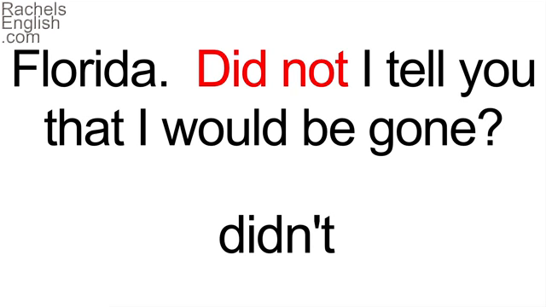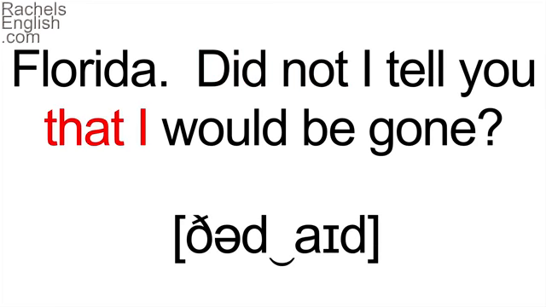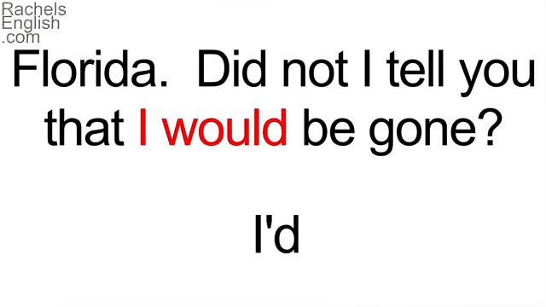Did not becomes didn't. Didn't I? Again, with an N apostrophe T contraction, we don't release the T, didn't. That. The vowel is reduced to the schwa. The final T is a flap T because the next word begins with a diphthong. That I'd. I would contracts to I'd.